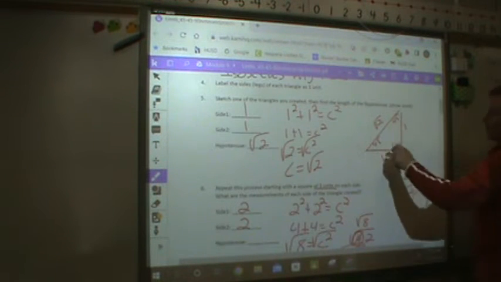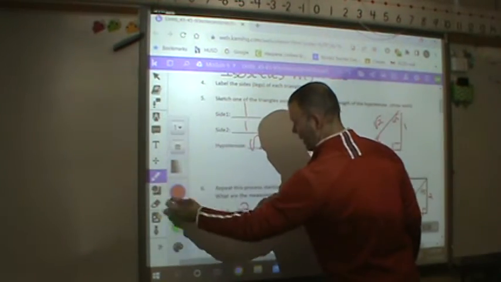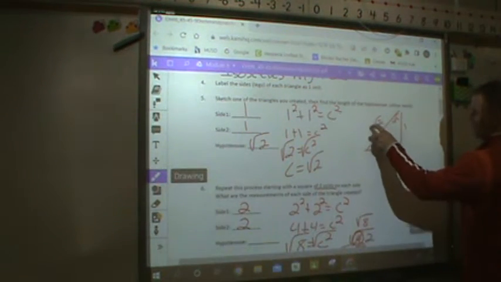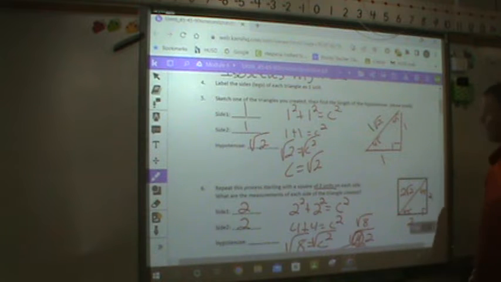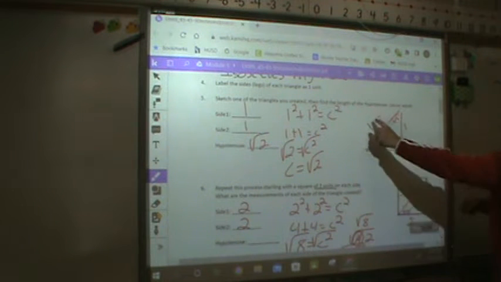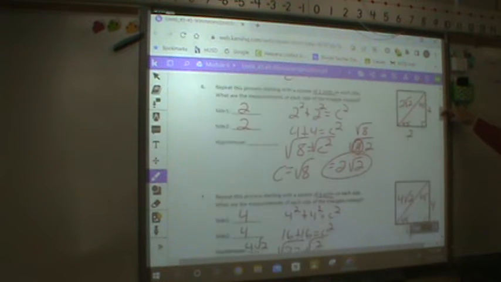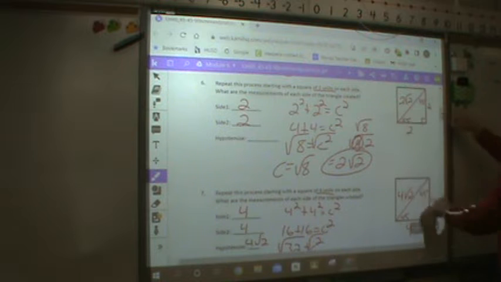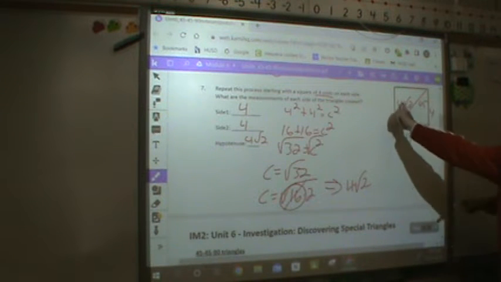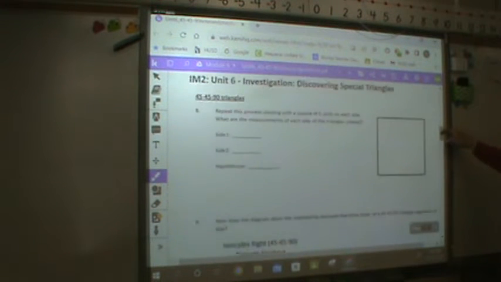In this first one, the hypotenuse has a coefficient of 1, so this would be 1 radical 2. Notice that the legs are 1, hypotenuse is 1 rad 2. The legs are 2, hypotenuse 2 rad 2. The legs are 4, hypotenuse 4 rad 2.